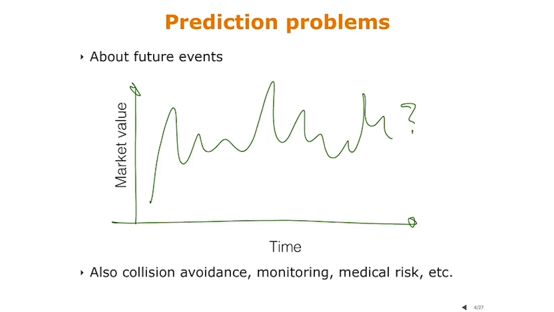In a similar vein, in a self-driving vehicle, you can try to predict whether a collision is about to happen. In a medical context, you might predict the risk of getting a recurrence of a disease, and so on. There are many problems where machine learning algorithms can help you to predict future events.